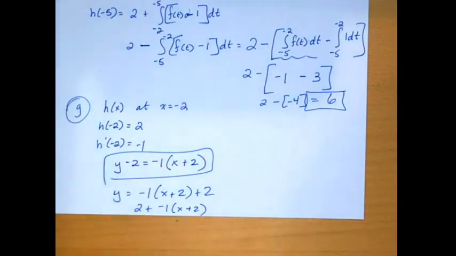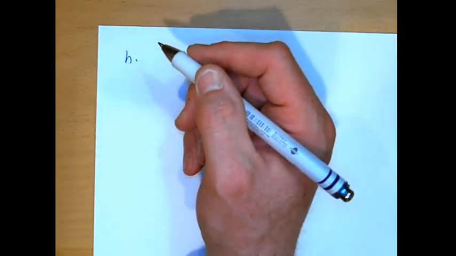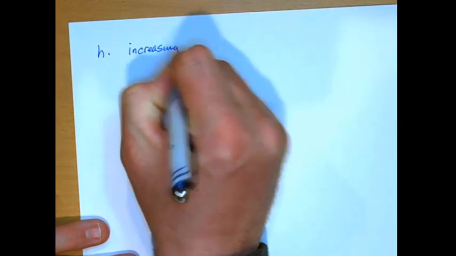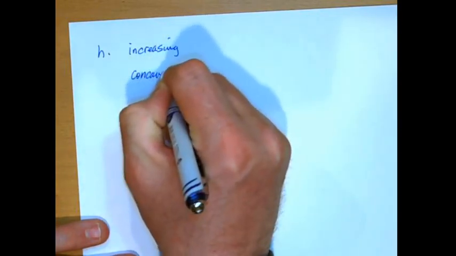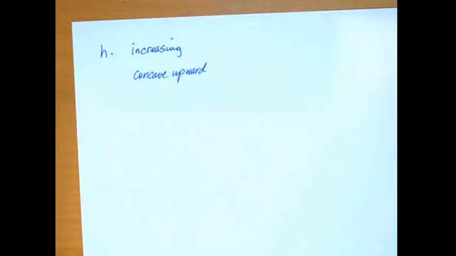Alright, so we're on to H, and H asks, on what open intervals is the function h of x increasing and concave upward? Alright, increasing and concave upward. So we're looking for those two values. Where is the value increasing and concave upward?